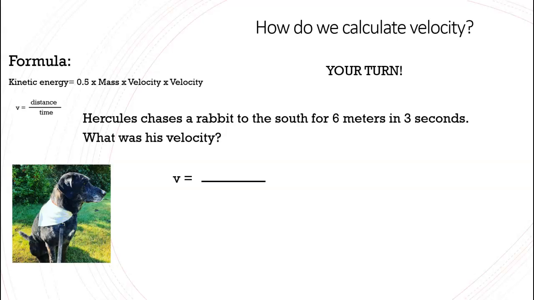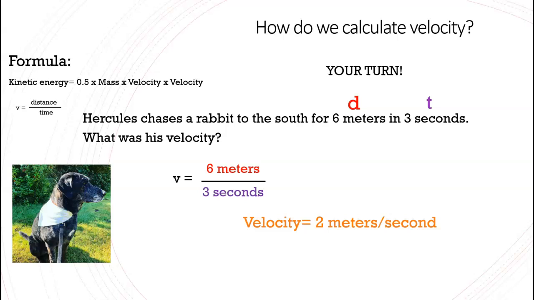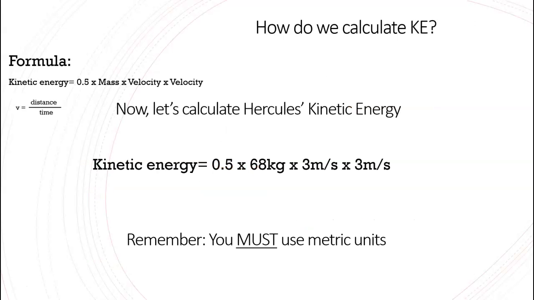Okay, so let's see if you get the same answer that I do. So first, our distance here is 6 meters. Okay, so we put that at the top of our equation. We've got time, 3 seconds. Put that at the bottom of our equation. When we do 6 divided by 3, we get a velocity of 2 meters per second. Okay, so now we've understood velocity. It's just distance over time. So let's take this and translate that into kinetic energy.